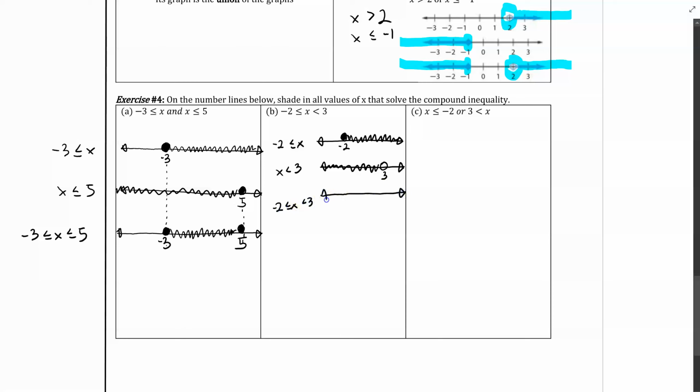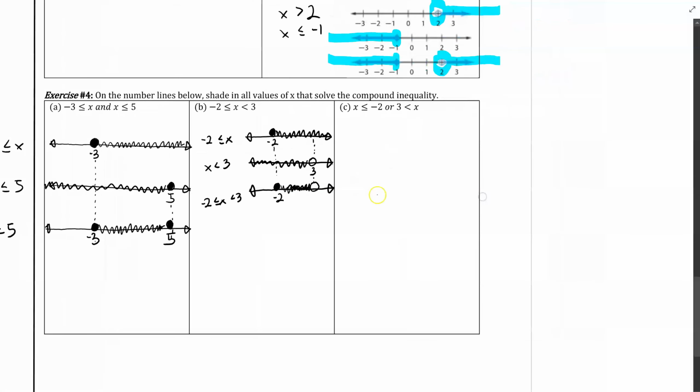Now remember, this one we have to be really careful of, because at -2, the graph is filled in in both individual parts, so it will be filled in for the compound inequality. But at 3, it's not filled in for the second graph. So that's actually going to be an open circle, because remember, it's where the shaded parts overlap each other. And there is no shaded part at 3 in the second graph, so there is no overlap once you actually put them on top of each other.